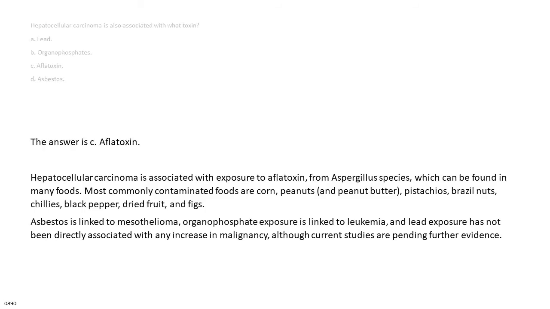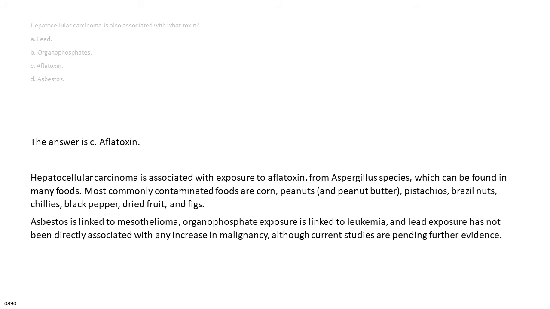The answer is C. Aflatoxin. Hepatocellular carcinoma is associated with exposure to aflatoxin, from Aspergillus species, which can be found in many foods. Most commonly contaminated foods are corn, peanuts and peanut butter, pistachios, Brazil nuts, chilies, black pepper, dried fruit, and figs.